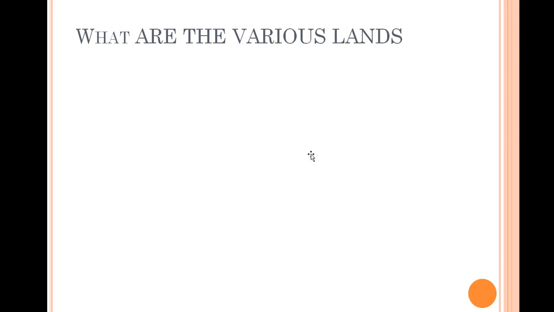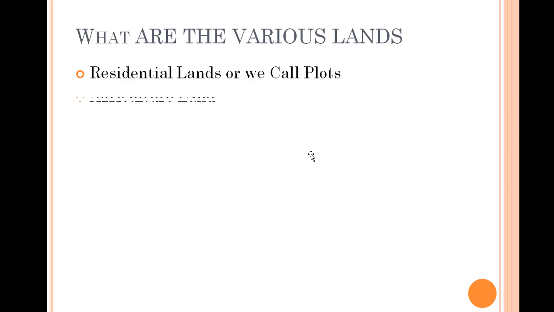Okay, so what are the various lands we have? To give you more details, we need to know what the different kinds of lands available are, right? So you have decided you want to do construction or an investment. So the various lands might be residential lands, and we call them plots. We mostly buy them for constructing a house. Okay, and then we have agricultural land.